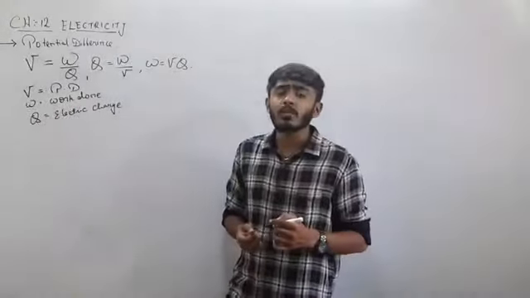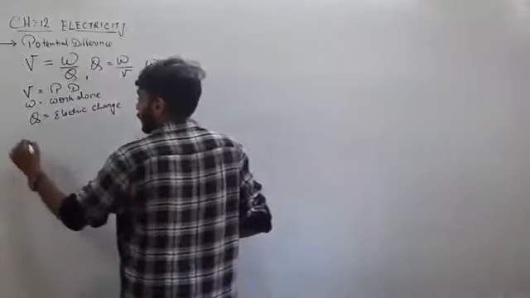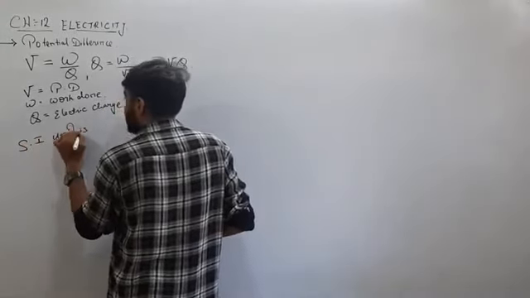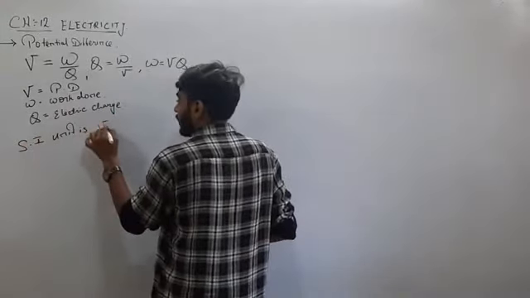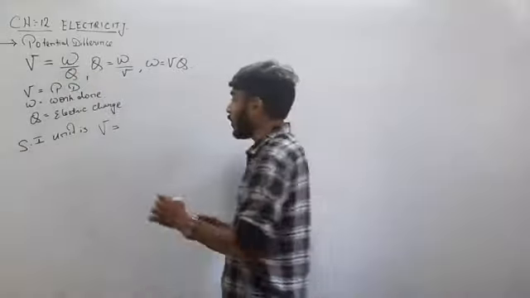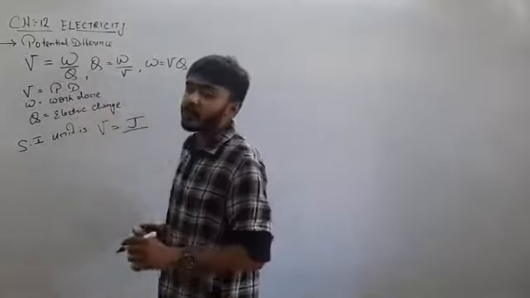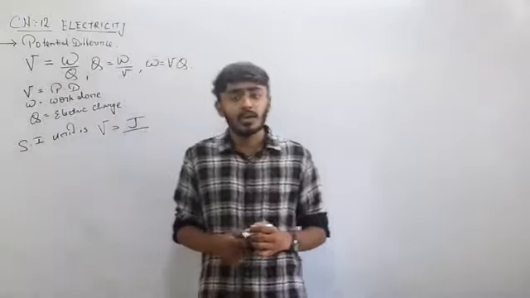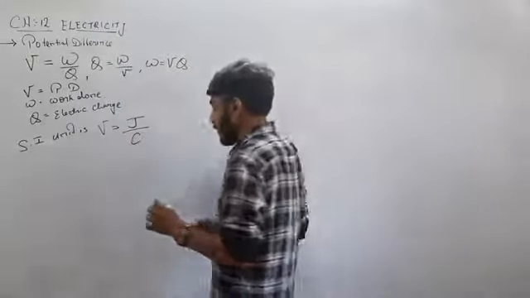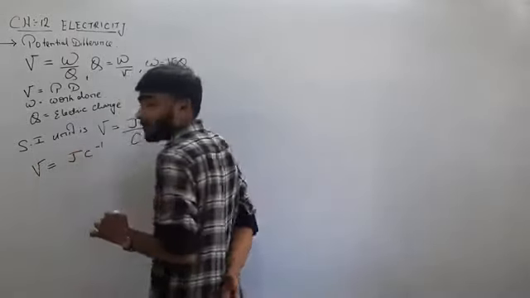Okay. We also studied the SI unit of potential difference. What was the SI unit of the potential difference? The SI unit of V, potential difference, is the volt, that is voltage. The SI unit of work done is joule, so we need to write J here. And as you all know, the SI unit of electric charge is coulomb. So we need to write V is equal to J/C, or V is equal to J C inverse.